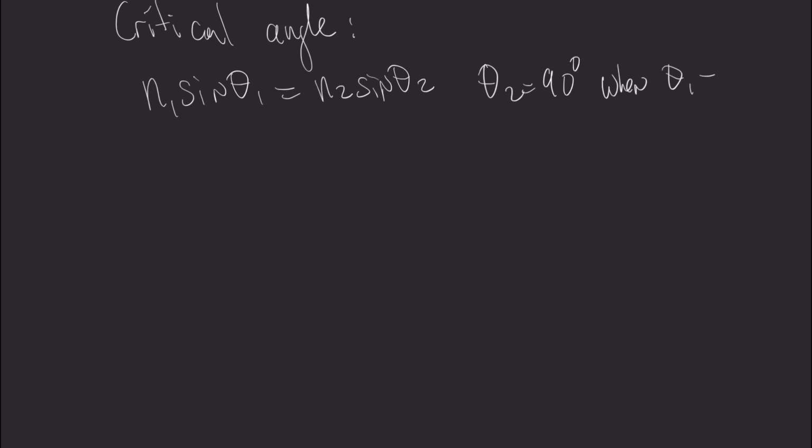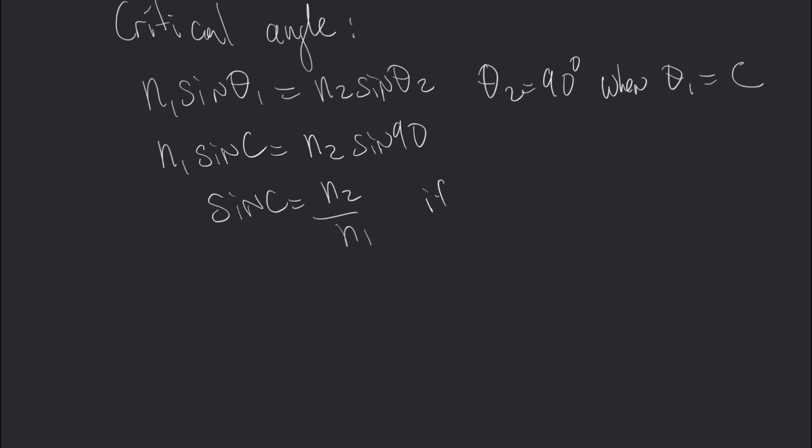On to critical angle. Well, n1 sine theta 1 is equal to n2 sine theta 2. So theta 2 has to be equal to 90 degrees when theta 1 is the critical angle. Let's call it C. Then we get that n1 sine of the critical angle is equal to n2 sine of 90, which is just 1. Sine of the critical angle is n2 over n1.